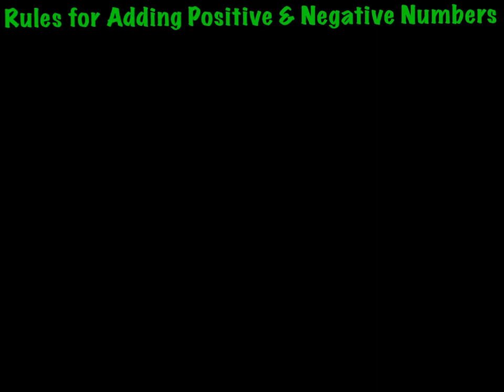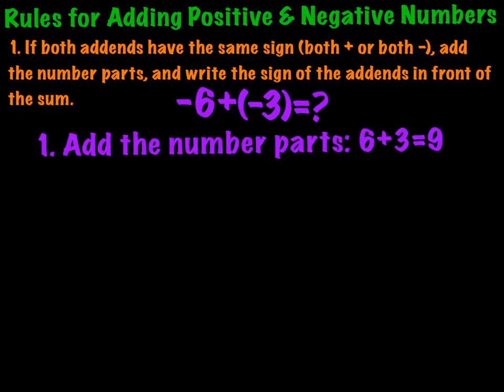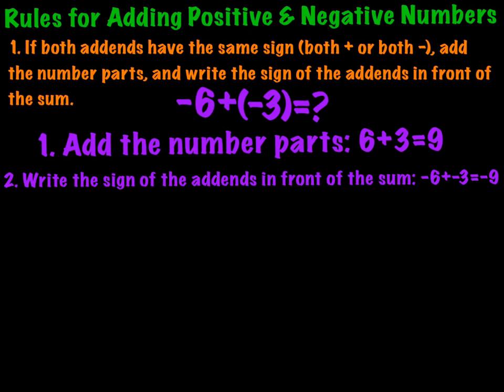Now let's look at 2 quick rules for adding positive and negative numbers. Rule number 1 says that if both addends have the same sign, that is, they are both positive or both negative, add the number parts and write the sign of the addends in front of the sum. Here is an example of this rule. Let's use the problem negative 6 plus negative 3. Step number 1 is to add the number parts. 6 plus 3 equals 9. Step number 2 is to write the sign of the addends in front of the sum. Negative 6 plus negative 3 equals negative 9.